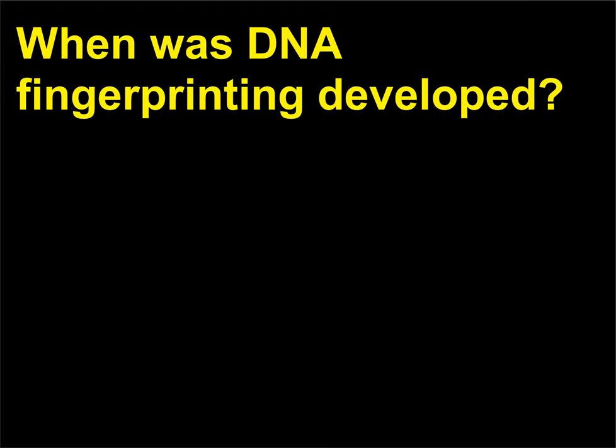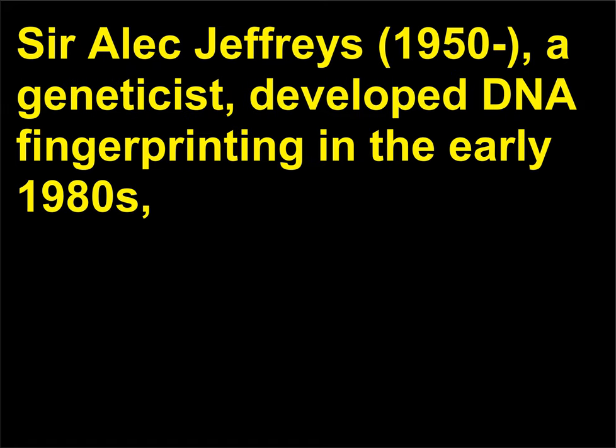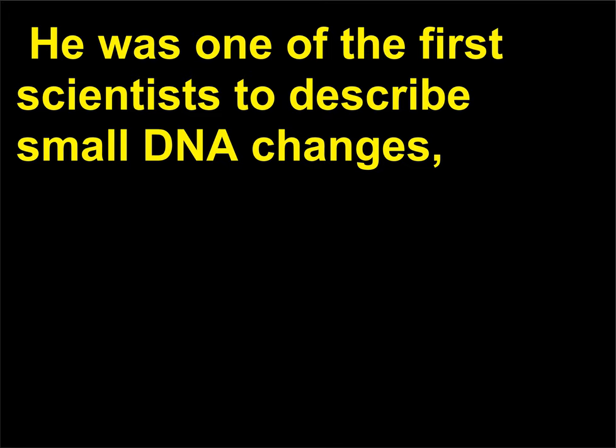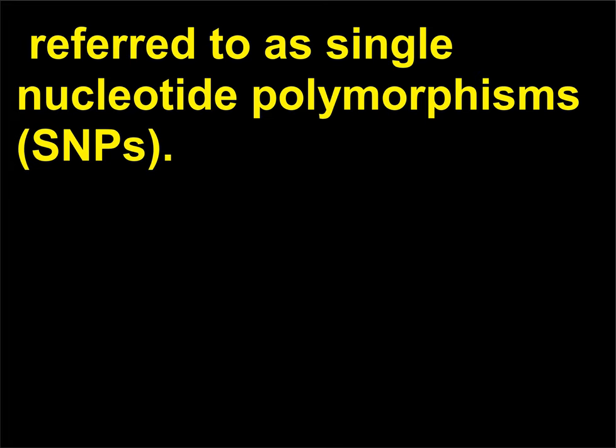When was DNA fingerprinting developed? Sir Alec Jeffreys, 1950, a geneticist, developed DNA fingerprinting in the early 1980s. When he was studying inherited genetic variations between people, he was one of the first scientists to describe small DNA changes, referred to as single nucleotide polymorphisms, SNPs.